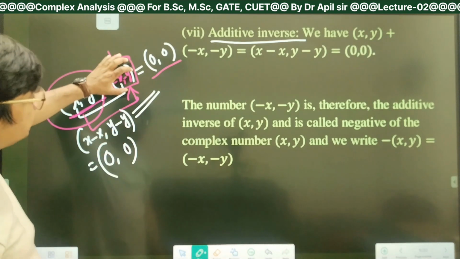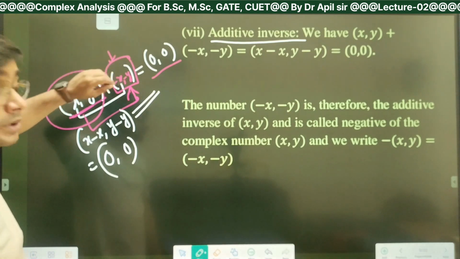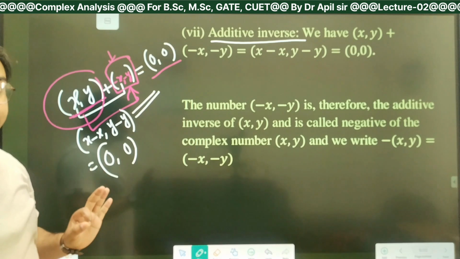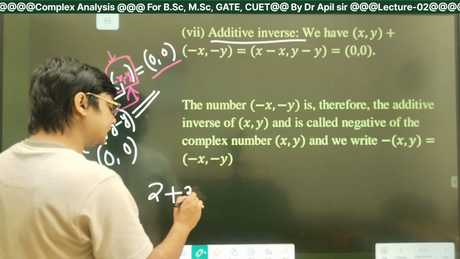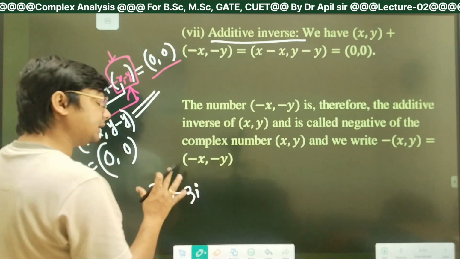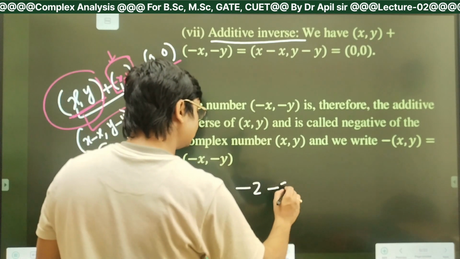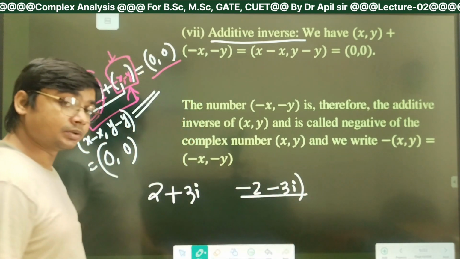Why do we call this the additive inverse of that one, or that the additive inverse of this one? Because their sum always gives the identity element, right? So suppose 2 plus 3i, what will be the additive inverse of this one? Of course the additive inverse will be minus 2 minus 3i, right? So this is the additive inverse of this one.